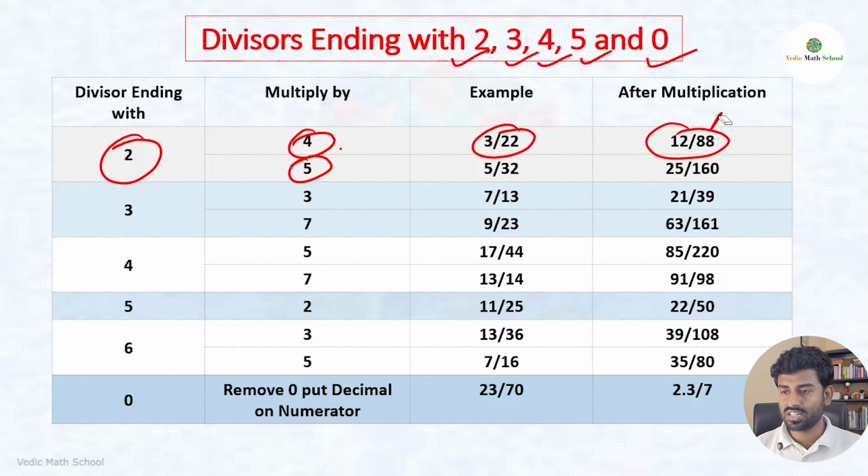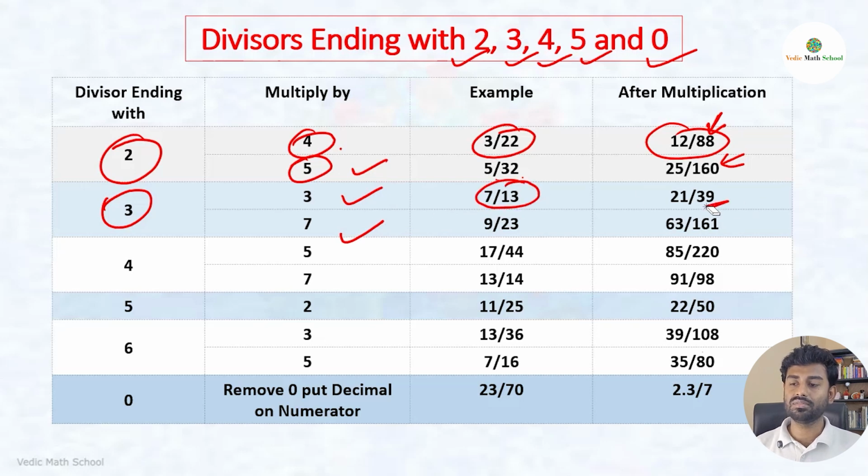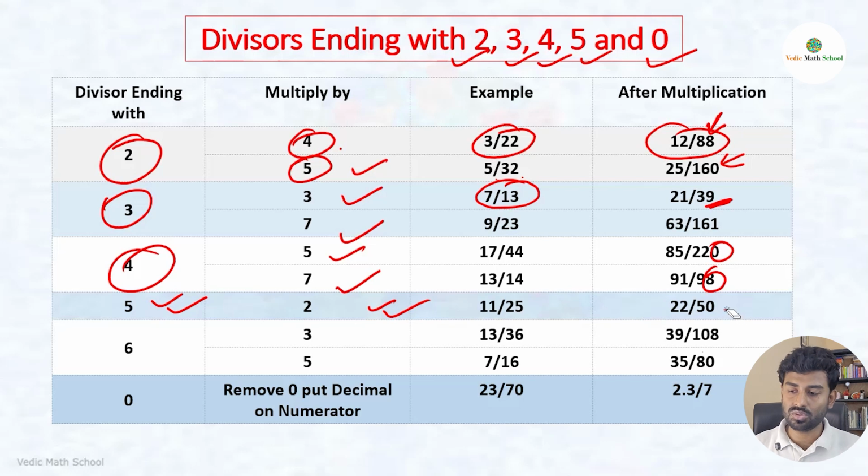So now the divisor is ending with 8. If you multiply with 5, it will become 5 upon 32, so the number is ending with 0. In case of 3, you can multiply with 3 or 7 to convert the number. Like 7 upon 13, I multiplied with 3, so it is now ending with 9. In case of 4, I can multiply with 5 or 7, so that the number ends with 8 or 0. In case of 5, we can multiply with 2, so that the number ends with 0, and we can simply remove the 0, so that the next number is the one ending with 5.